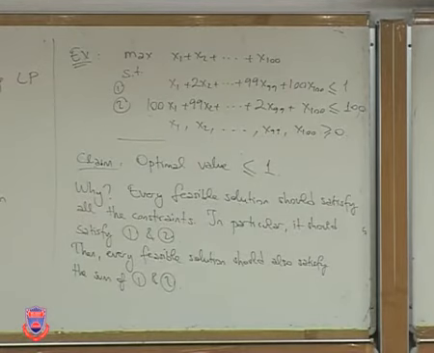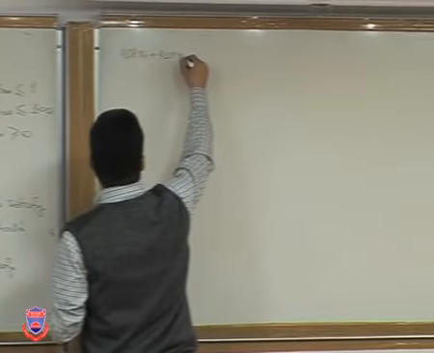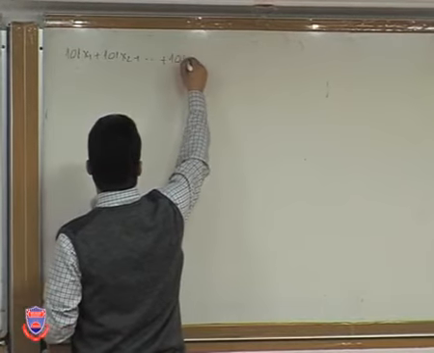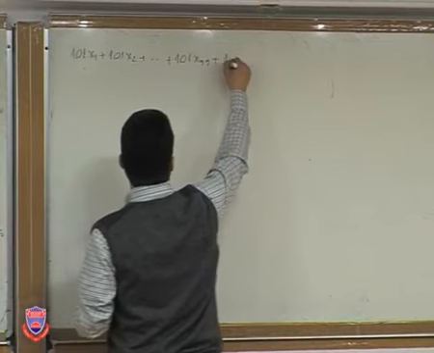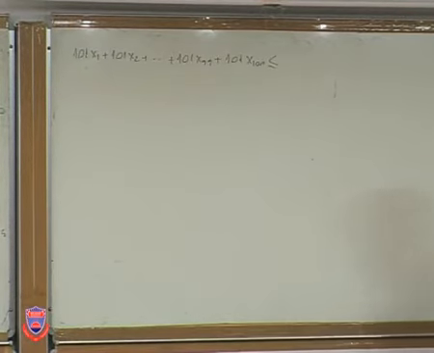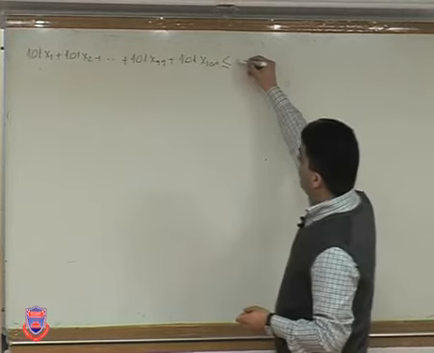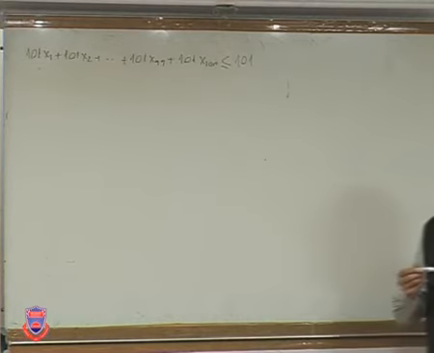Let's see what happens if I sum the first and second constraints. If you sum the first and second constraints, you have 101x1 plus 101x2 all the way up to 101x99 plus 101x100. These are the coefficients on the left-hand side. What about the right-hand side? The right-hand side is also 101, right?